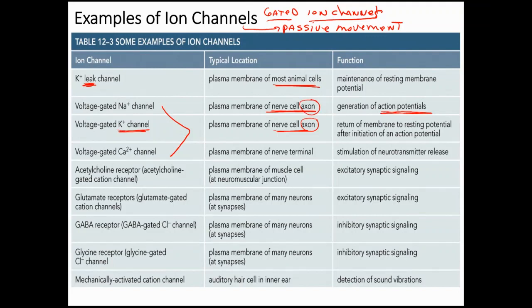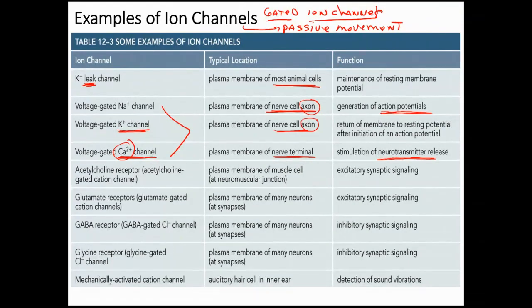All right, so those 2 channels that are present in the axon of nerves are very important to know. And then we have this other important gated channel that's very important to know, and that's the voltage gated calcium channel, which is found at the end of the neuron, at the nerve terminal, okay? And the voltage gated calcium channel, when the action potential gets to the end of the nerve terminal, the action potential, instead of opening up a sodium channel, opens up a calcium channel. And this calcium channel is very important at the nerve terminal for stimulating the release of a neurotransmitter, okay, at the nerve terminal. All right, calcium channel. So these are 3 very famous voltage gated channels.